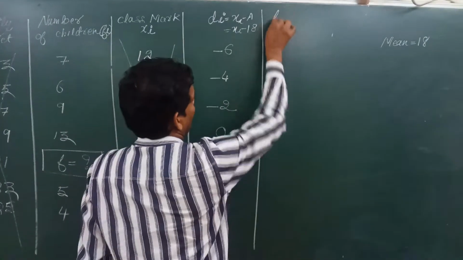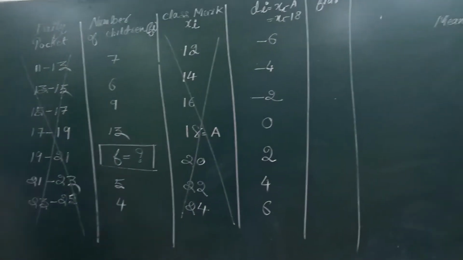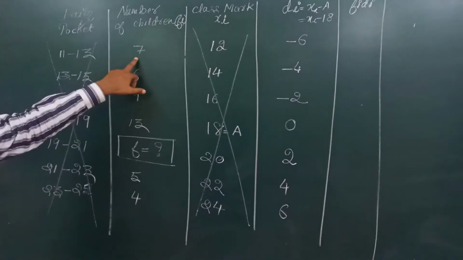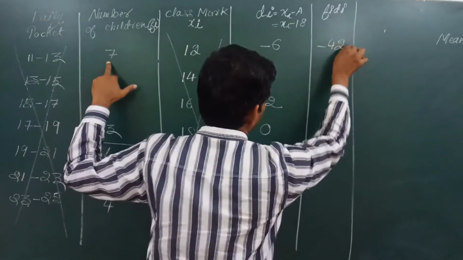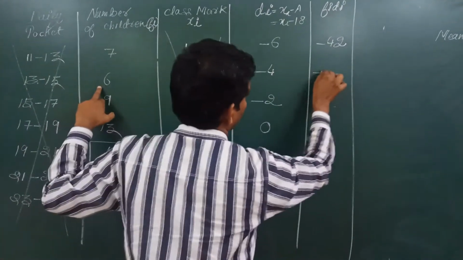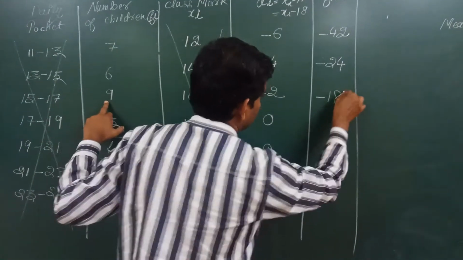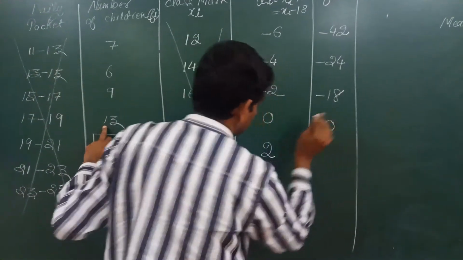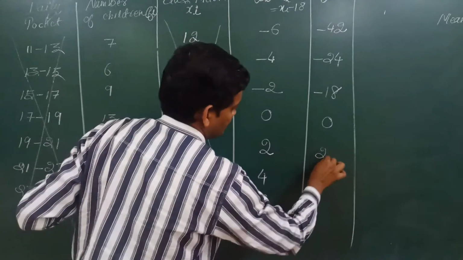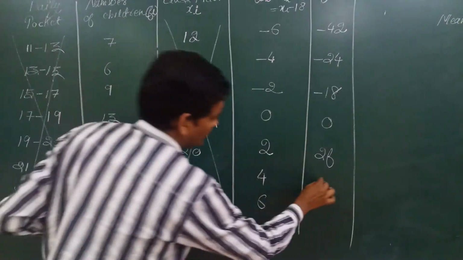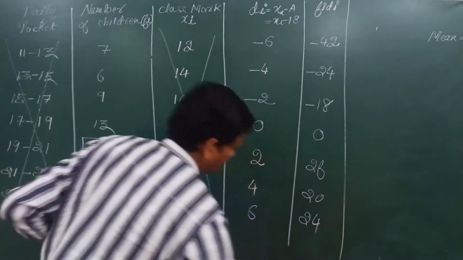Next is fi di. Okay, chaliye fi di nikalte hain. Where is fi, this is fi, and where is di, this is di. 7 6s are 42, minus 42. 6 4s are minus 24. 9 2s are minus 18. 13 0s are 0. F, this is F, this is 2, 2 into F is 2F. 5 4s are 20. 4 6s are 24. Is it clear bachcho?